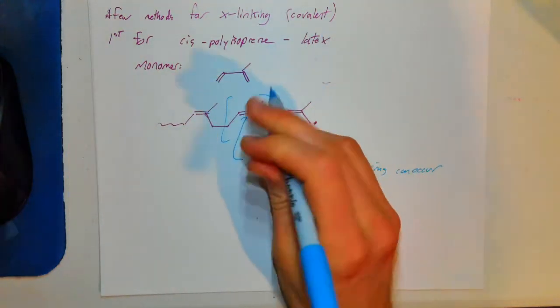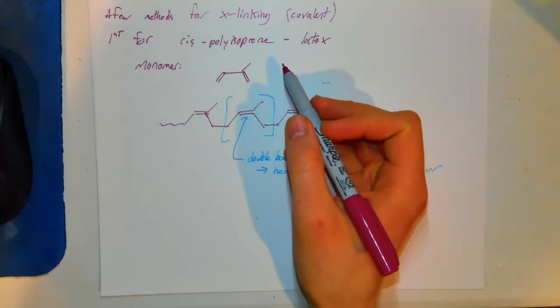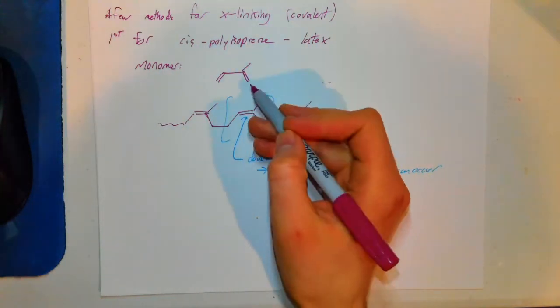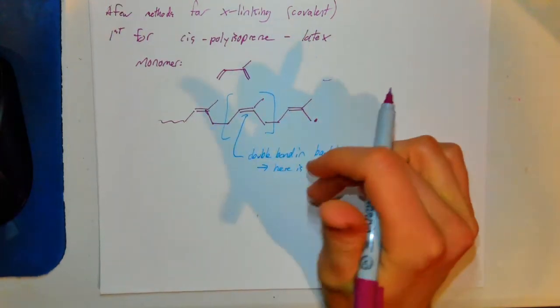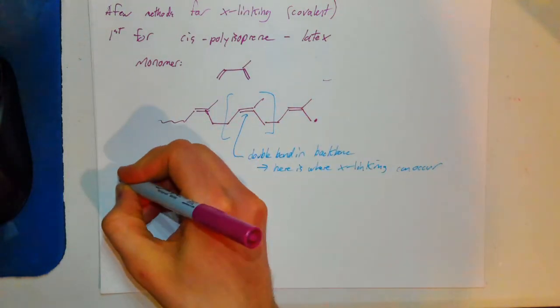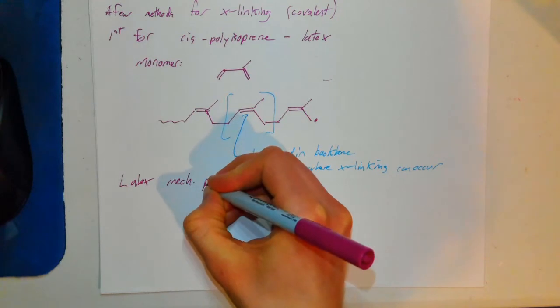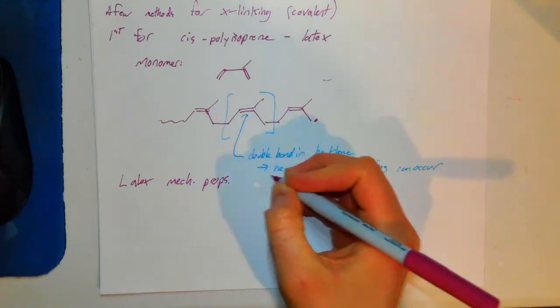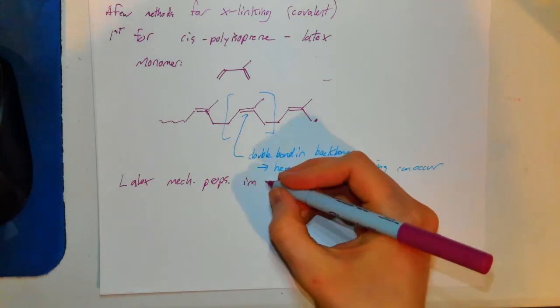But latex was actually one of the first polymers that was improved in its mechanical properties through an artificial process. And it turns out that latex mechanical properties are basically improved via a process called vulcanization.